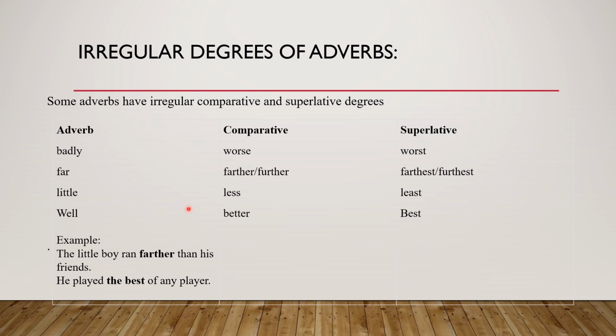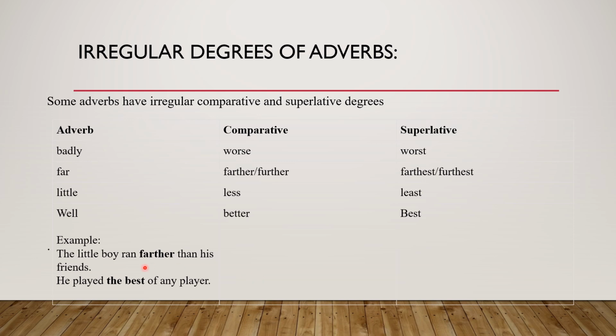Now students, there are certain degrees of adverbs which are irregular. Why do we call them irregular? Because let's look at the example. Badly, look at its comparative, it becomes worse, and its superlative will be worst. So each one of these types is different from the other. That's why they are called irregular degrees of adverbs, and they are just a few in number, and you are supposed to memorize them. So now look at the examples. Far, farther or further, and farthest or furthest. Little, less and least. Well, better and best.